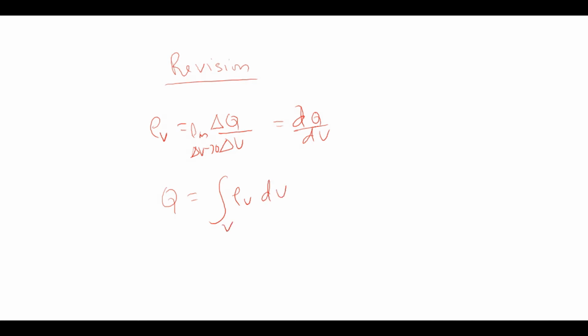So revising what we have learned in the last class, we have studied that the volume charge density rho v is given by rho v equal to delta q by delta v, that is charge per given infinitesimally small volume. That is why limit delta v tends to 0, or it is dq by dv. From this, the total charge q is equal to the integral of rho v dv, and this integral is a volume integral.